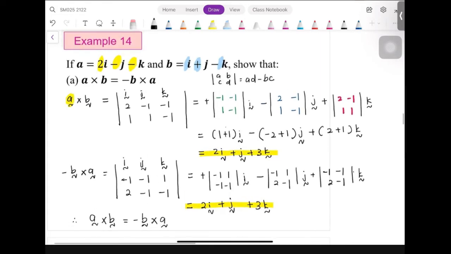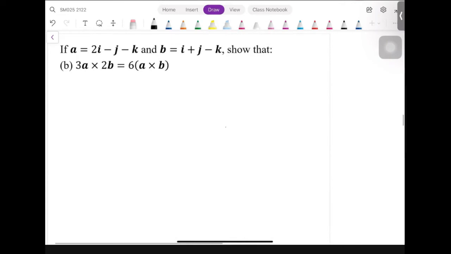Alright, now let's do another example about cross product. We have to show that 3A cross 2B is 6 times A cross B. Okay, so let's do it one by one. 3A cross 2B. Remember, when it comes to vector product or cross product, the first row will be IJK. For the second row, 3 times vector A, so we will get 6, -3, -3. And then for 2 times B, we will get 2, 2, -2.